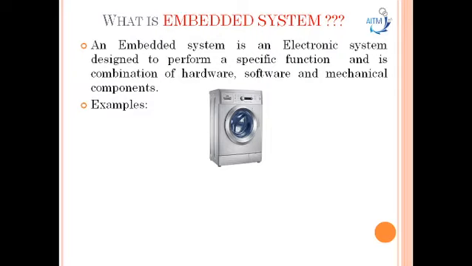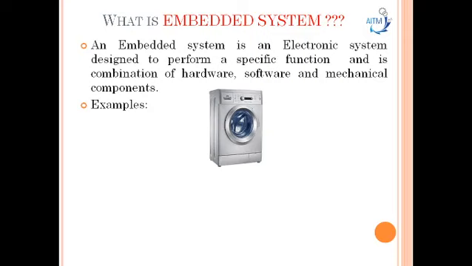This washing machine is designed for a specific function, that is to wash the clothes, and it is a combination of hardware, software and mechanical components. The hardware: it has buttons, start button, stop button, display and buzzer. And the software: it has a chip on the circuit that holds the software which controls and monitors the various operations. And the mechanical components are the internals of the washing machine which actually wash the clothes and control the input and output of water.